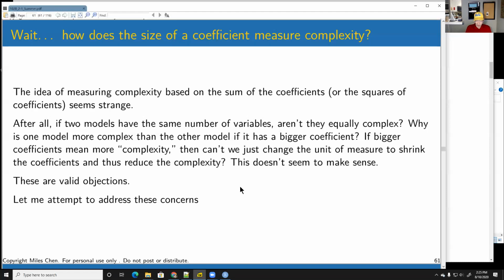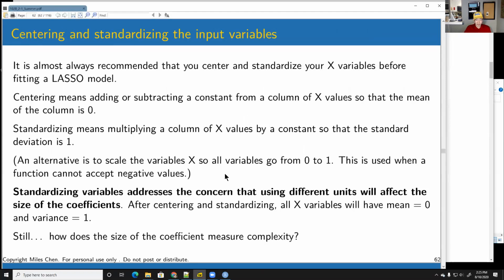So one thing we want to do is it's almost always recommended that you center and standardize your x variables, right? So centering means you add or subtract a constant so that the mean is zero. So you just take the mean of the column and you subtract it from the column so that the mean of the column is zero. And then standardizing means multiplying all the values in the x column by a constant so that the standard deviation is 1.